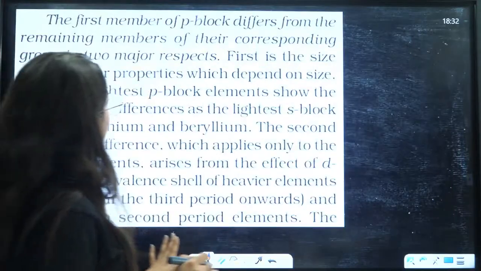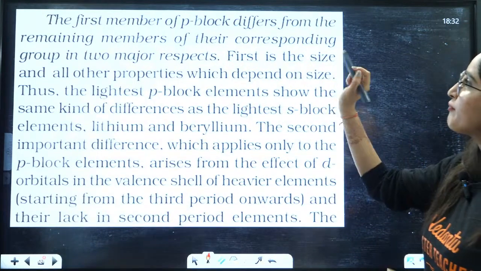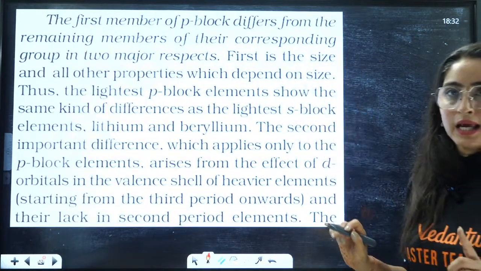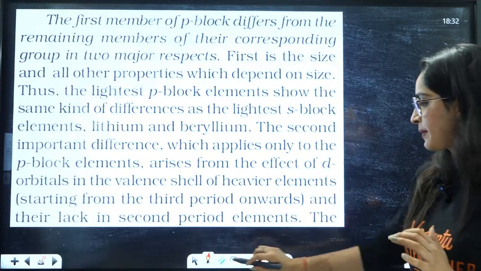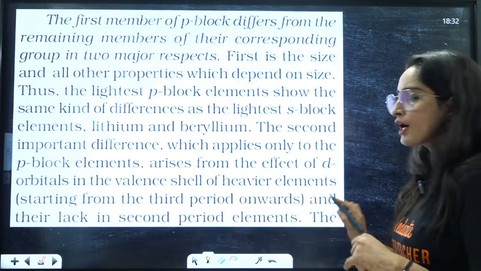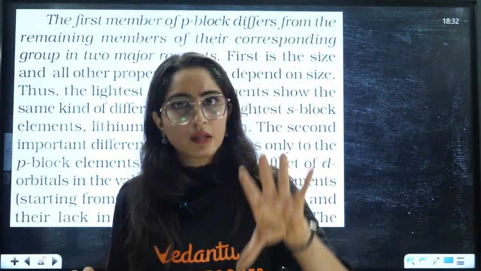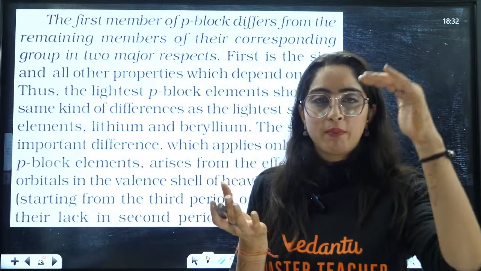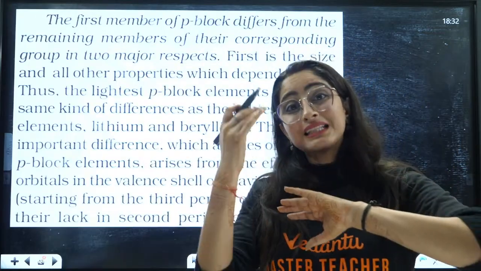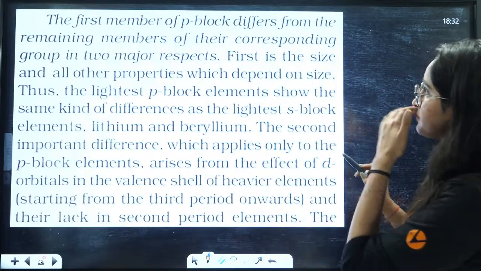Next we have the first member of the p block, which differs from the remaining members of its corresponding group in major respects. Basically, here we will talk about the anomalous behaviors of the first member from the other members. Like boron has a very different behavior when compared to the other members of that group. That is called the anomalous behavior.